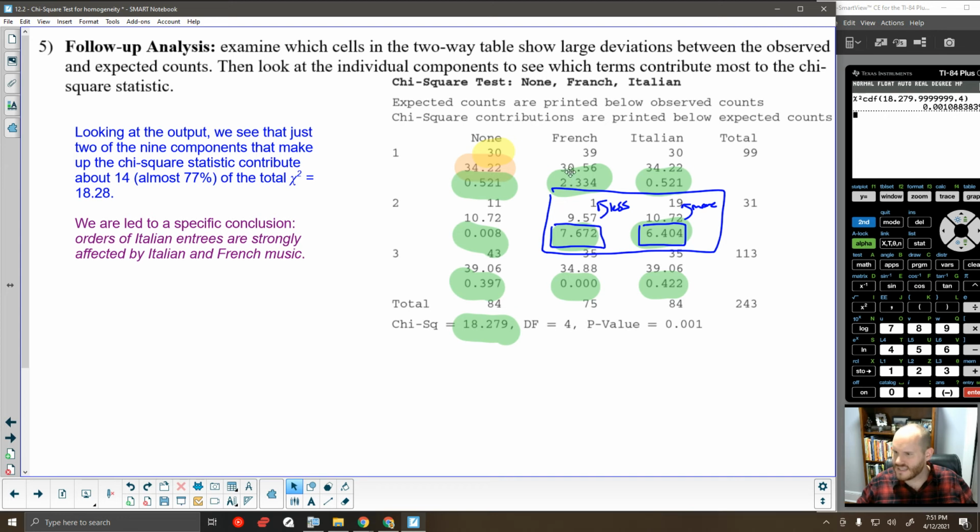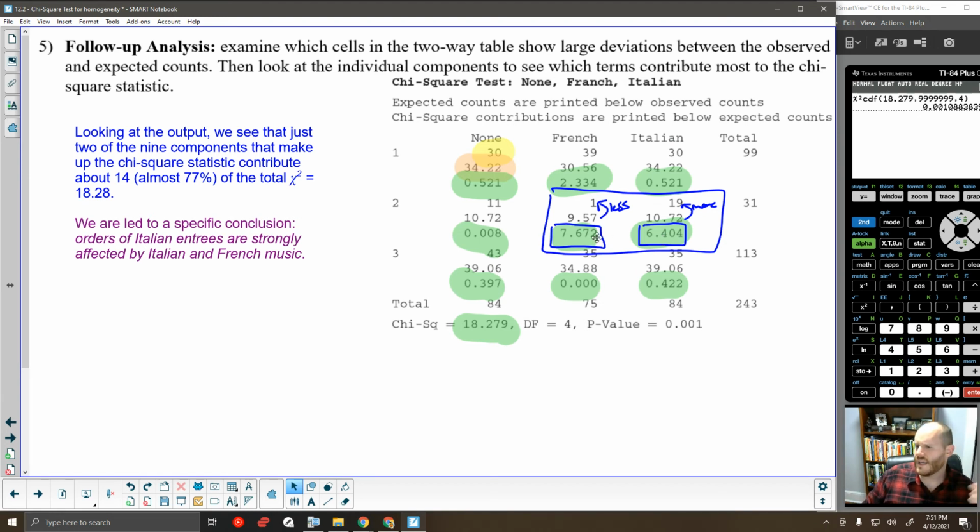And then there is a slight increase. So we expected 30.5, but we had 39 for ordering French entrees when French music was playing. So there is a slight association for French, but the strongest is with the Italian. So that's where that follow-up analysis can be helpful.